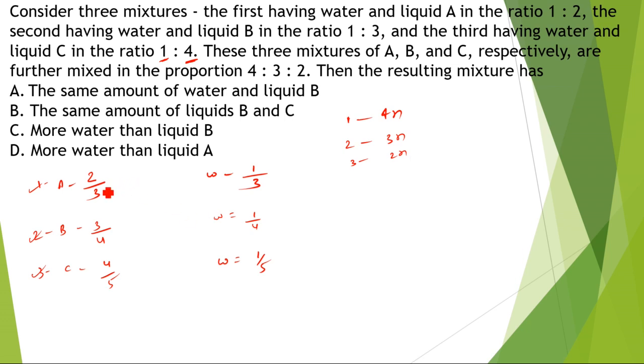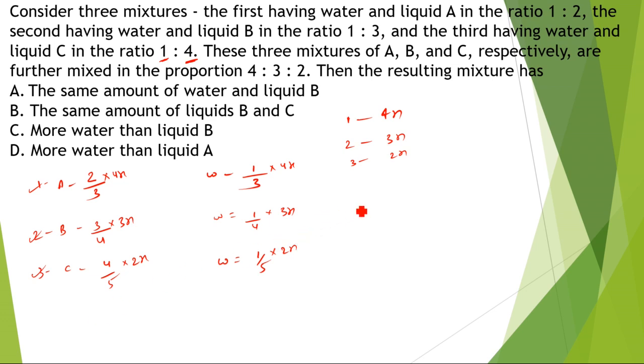So when mixture 1 was taken as 4x liter, in that 4x liter liquid A is 2/3 of that 4x, so 2 by 3 into 4x, and water is 1/3 of 4x. Liquid B is 3/4 of 3x and water is 1/4 of 3x. Liquid C is 4 by 5th of 2x liter and water is 1/5 of 2x liter.